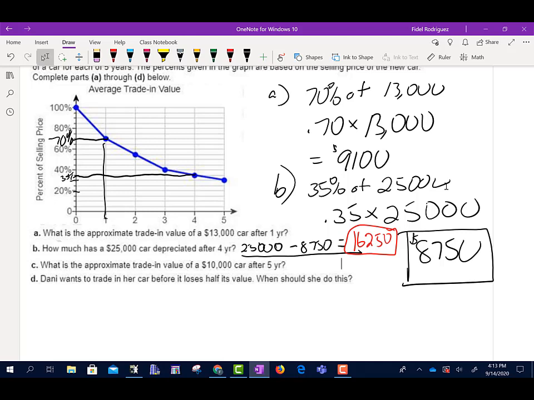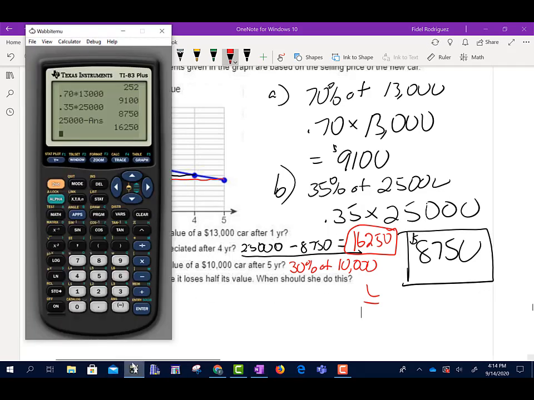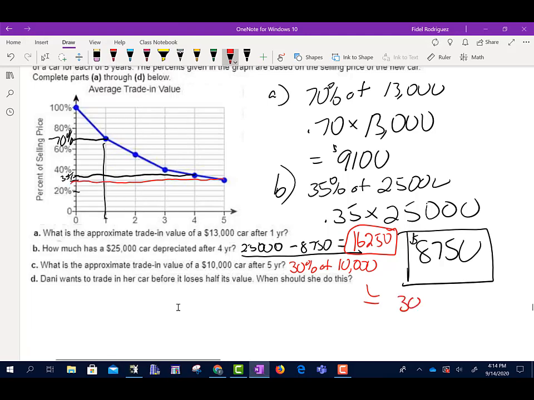Part C says, what's the approximate trade-in value after 5 years? So if I go here to 5, that's 30%. So 30% of 10,000. Let me grab my calculator again. 0.30 times 10,000 is 3,000. Here's my trade-in value.